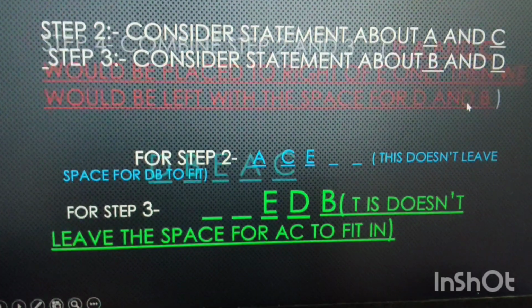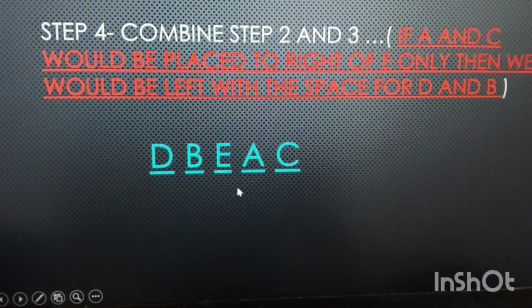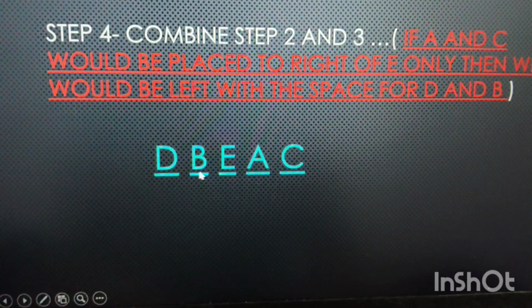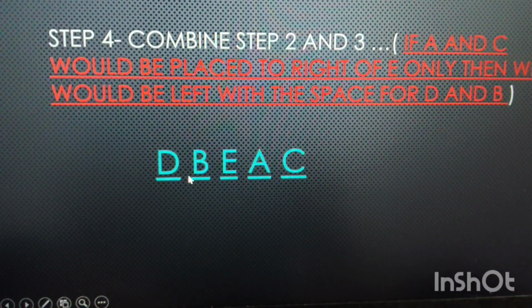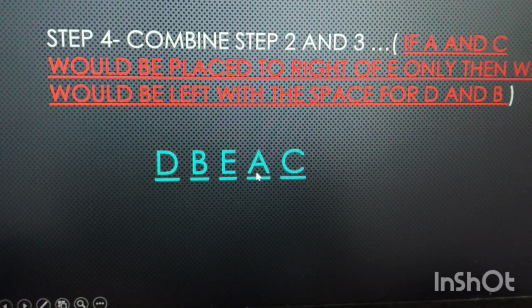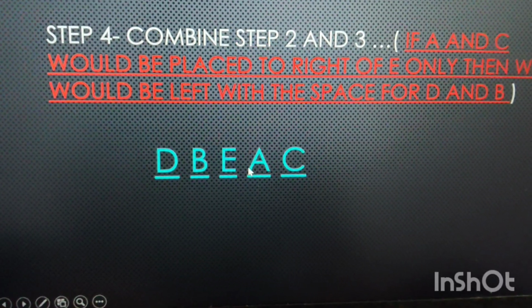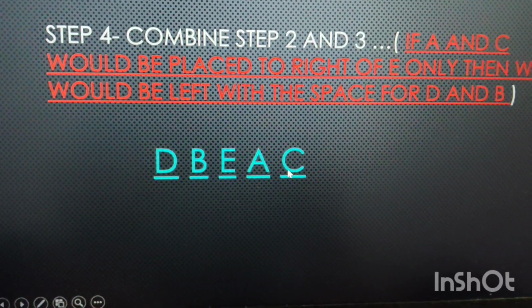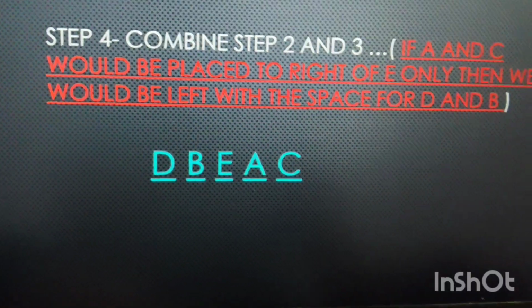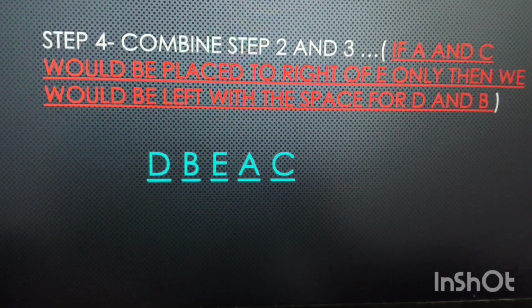So the final arrangement that comes out is, the very first 2 spots are occupied by D and B such that D is to the immediate left of B, E in the middle, and A, as in the given statement, is placed to the immediate right of E. So the last spot would be for C. So this is how the very first question completes.